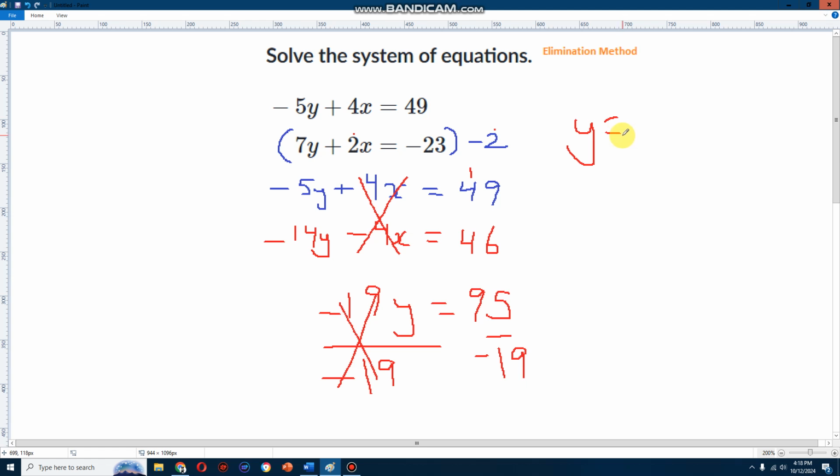You kids can use a calculator. I will use the old-fashioned way. And I will use my brain. And it is minus 5. How about that? So I found out that my y is equal to minus 5. We're not done yet. I need the x value.